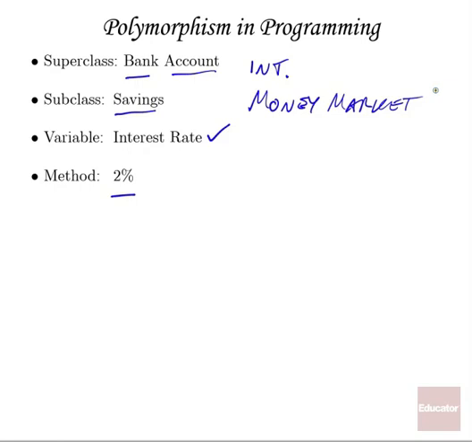We might have a money market interest-bearing account. That is also going to use the variable interest rate, but for a money market, they usually pay a little more interest, so there the method is going to calculate and generate interest at 3%. And then we could even use another one.